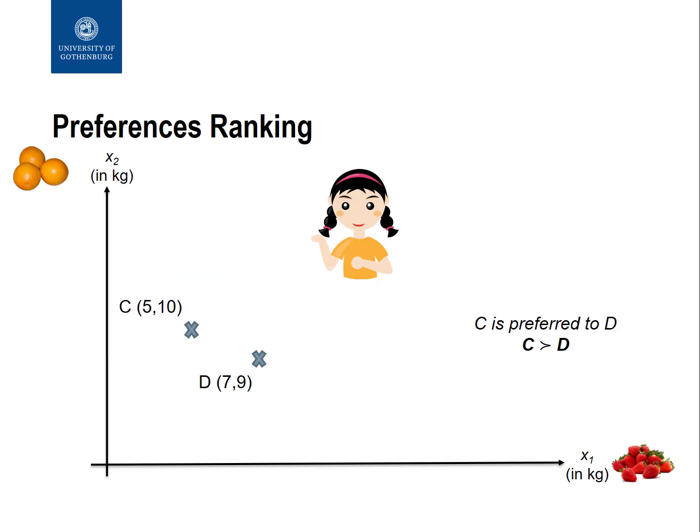Say we have two consumption baskets that we want to compare. C is 5 kilos of strawberries and 10 kilos of oranges, and D is 7 kilos of strawberries and 9 kilos of oranges. So C has fewer strawberries but more oranges than D. How does Jenny rank these two consumption bundles? There are three options. Either she prefers C to D, or she prefers D to C, or she likes C as much as D. In this case, we say that she is indifferent between C and D.